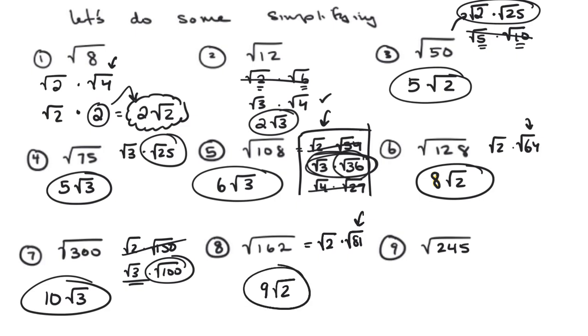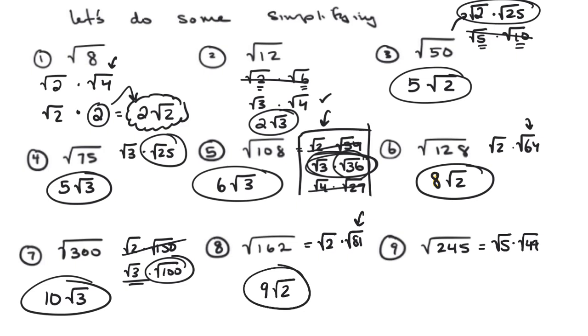All right, so on to 245. So 245 is not divisible by 2. Is it divisible by 3? So 245 divided by 3? Nope. How about 245 divided by 4? Not going to work. How about divisible by 5? And the answer is 245 divided by 5 is 49. So notice that I'm just going through my integers, going 2, 3, 4, 5, 6. So I got the square root of 5 times the square root of 49.